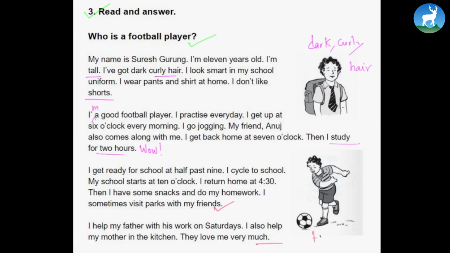So this seems to be his hobby, which is something you normally do when you have free time. And who is a football player? Of course, Suresh Gurung is the football player. Alright, so now that we have studied about Suresh Gurung, we know something about his daily life, his daily routine. Let's solve some comprehension questions now.